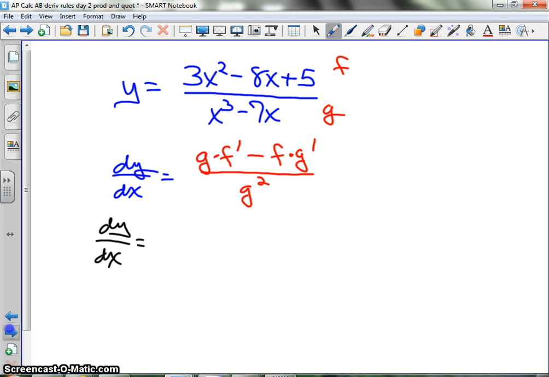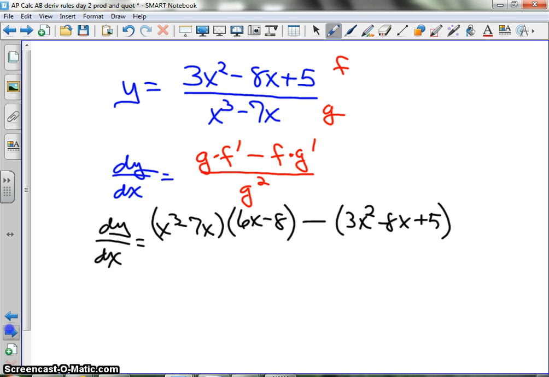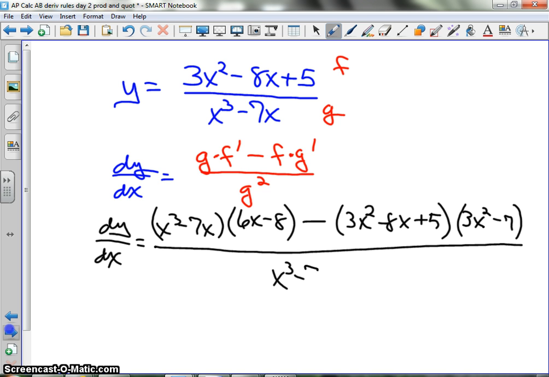And seeing how this plays out, dy/dx will be equal to the denominator, x cubed minus 7x, multiplied by the derivative of the numerator, 6x minus 8, minus the numerator, 3x squared minus 8x plus 5, times the derivative of the denominator, 3x squared minus 7. All of that divided by the denominator, x cubed minus 7x, raised to the second power. So, g times f prime minus f times g prime, all divided by g squared. Quotient rule, there's my derivative.